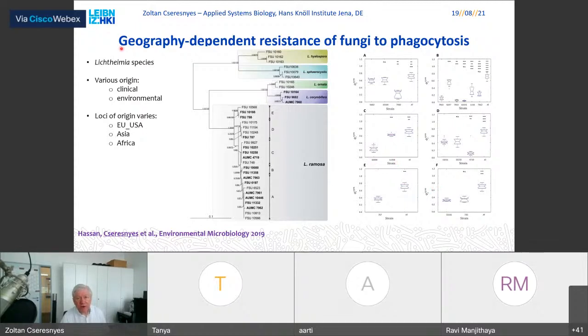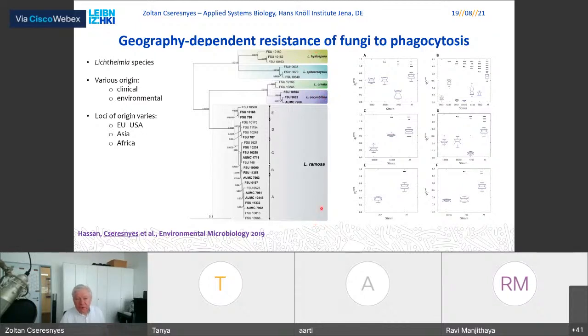We have a large fungus collection in our institute, the second largest in Germany. We did a thorough study across various species of fungi. Aspergillus fumigatus was the reference, and otherwise we used the so-called Lichtheimia series. And we studied how the various Lichtheimia species behave in terms of phagocytosis. That is, what is their symmetrized phagocytic index? That is, how vulnerable are they to be taken up by a macrophage across various species of the Lichtheimia group?